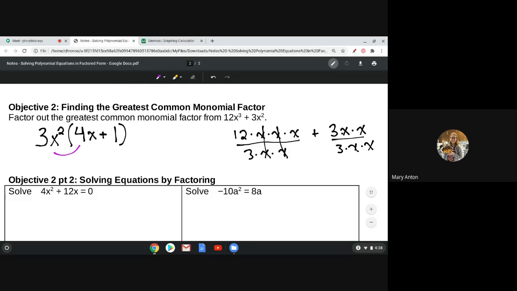3x squared times 4x. Well, 3 times 4 is 12. And then x squared times x is x cubed. So I'm trying to get back where I started. That's the goal. That's how we know we did it right. And then distribute the 3x squared times the 1. Well, 3x squared times 1 is just 3x squared. So is this what we started with? 12x cubed plus 3x squared? Yes, that means we're right. That's how we know we're right. Okay.